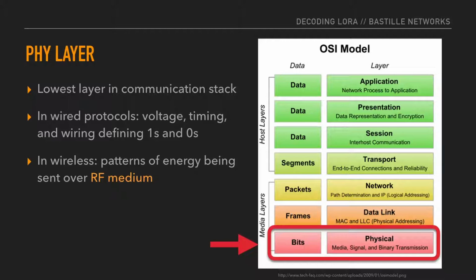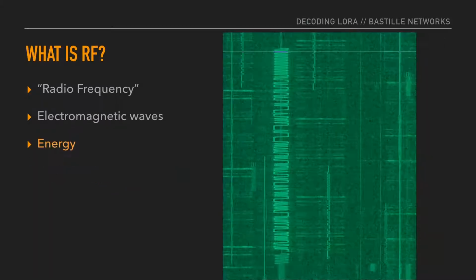And if you think about the OSI data model that we've all seen, the physical layer refers to how your bits, your data, get mapped into physical phenomena that represent them in reality. And when you're dealing with wireless systems, that mapping maps the bits into patterns of energy in an RF medium. RF stands for radio frequency. And it's basically electromagnetic waves or energy that is just everywhere.